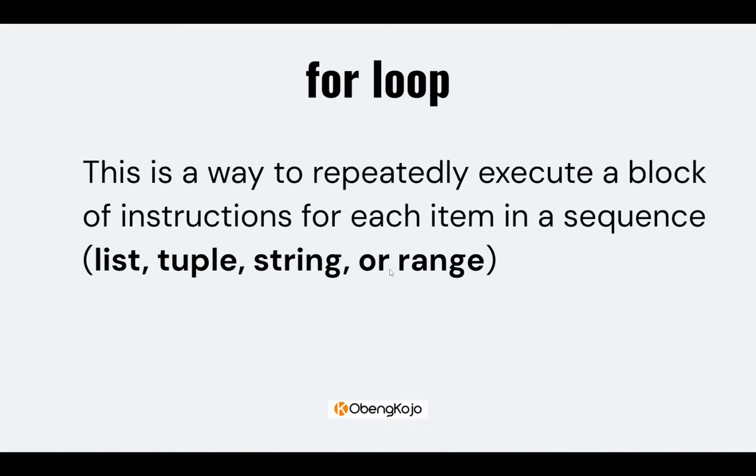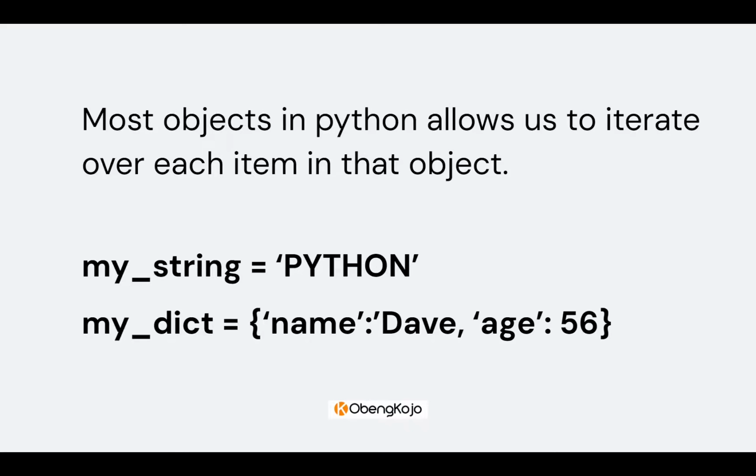So these data types or structures allow us to use a for loop to access each item within that sequence and perform some sort of instruction on each of the items. Now, as I was saying, most objects in Python allow us to iterate over each item. So when you hear the word iteration, it is the ability to access each item in that sequence within that object.